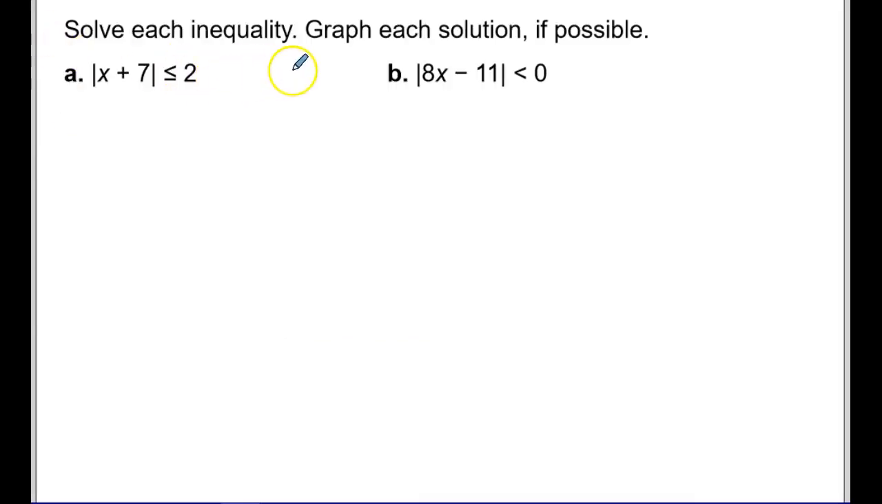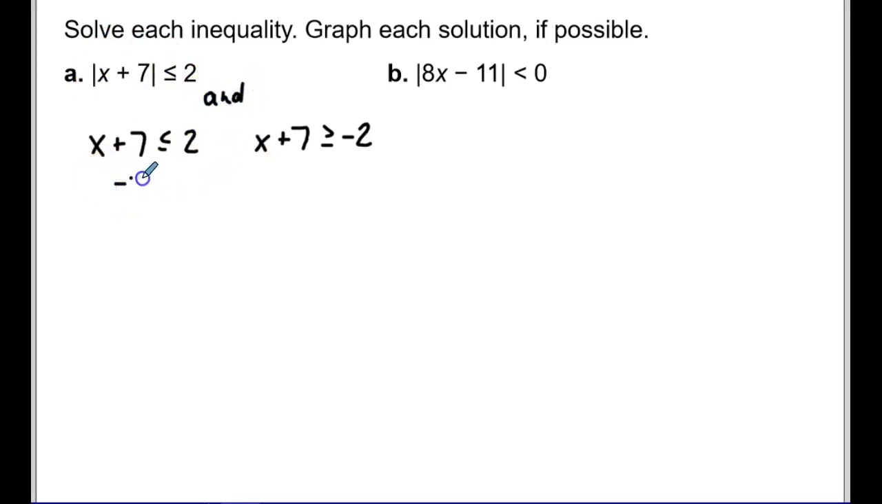We're asked to solve each inequality and then graph it if possible. So here I have the absolute value of x plus 7 is less than or equal to 2. I'm going to write my first inequality: x plus 7 is less than or equal to 2. But then I'm going to write my second one. x plus 7 stays the same, I switch the sign and I switch the sign, so I have to switch the sign on both of these. The other thing I notice is this is a less than. My absolute value is less than, so this is going to be an and statement.